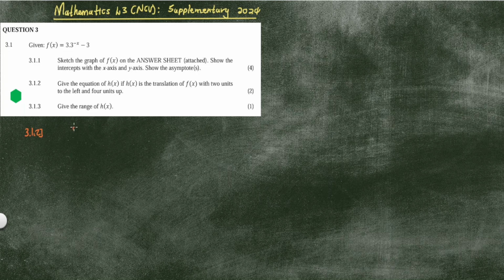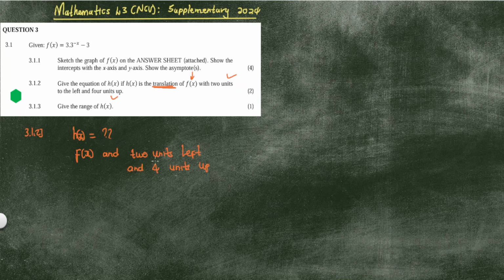Give the equation of h of x. What is this equation? If h of x is the translation of f of x with 2 units left and 4 units up. So you are taking f of x and translating it 2 units left and 4 units up, right?